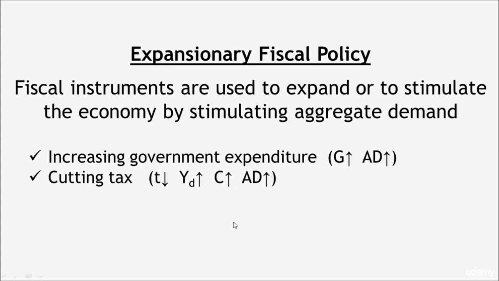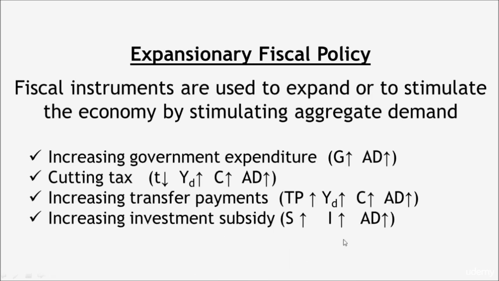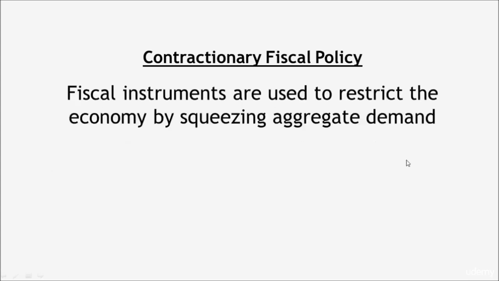If government spends more on transfer payments, it will increase aggregate demand by increasing disposable income and thereby consumption expenditure. Government can increase investment subsidy to stimulate investment spending, which will ultimately stimulate aggregate demand. These are the four possible ways that government can follow to execute an expansionary fiscal policy. Let us now see what is contractionary fiscal policy. When the fiscal instruments are used to restrict the economy by squeezing aggregate demand, it is called contractionary fiscal policy.